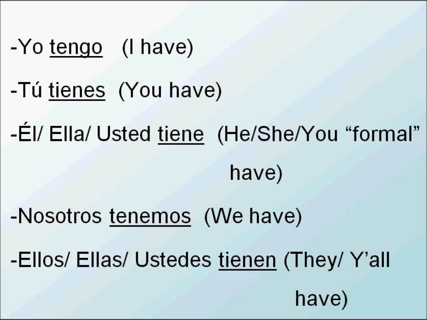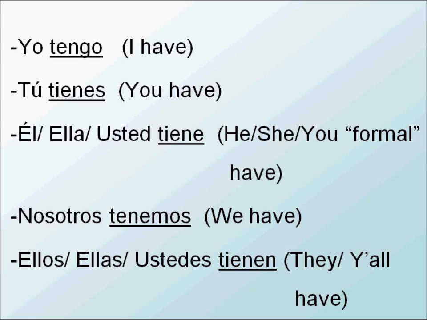Tienes. Now, the tiene can refer to he has, she has, or you formal have. So you always have to put your subject in front of tiene, otherwise people don't know who you're talking about. So repitan, él tiene, ella tiene, usted tiene.